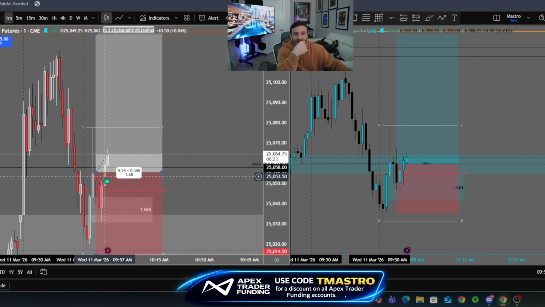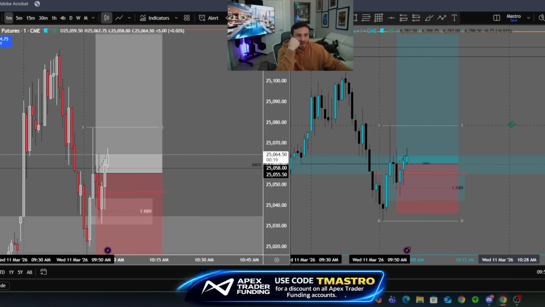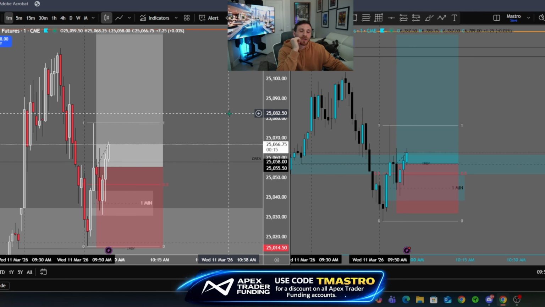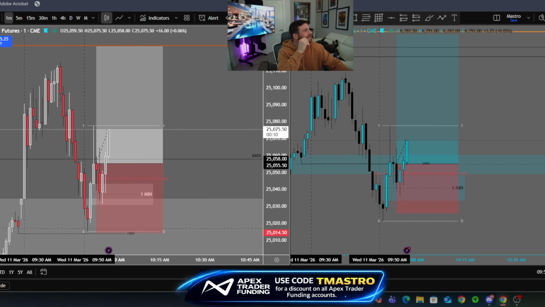I want to see what happens after we form this 1 minute bullish fair value gap. If we inverse this 1 minute bullish fair value gap to the downside, I'm going to cut it. If we respect it, I'll add one more. 1 to 1.6 risk to reward. My take profit's going to be the 4-hour high. I'm going to let it run all to 25125.